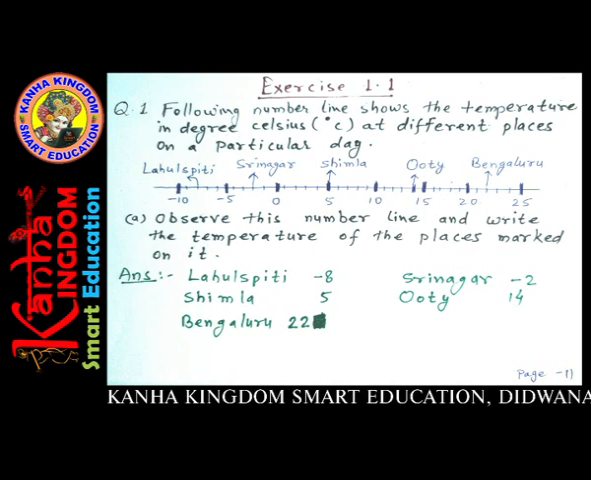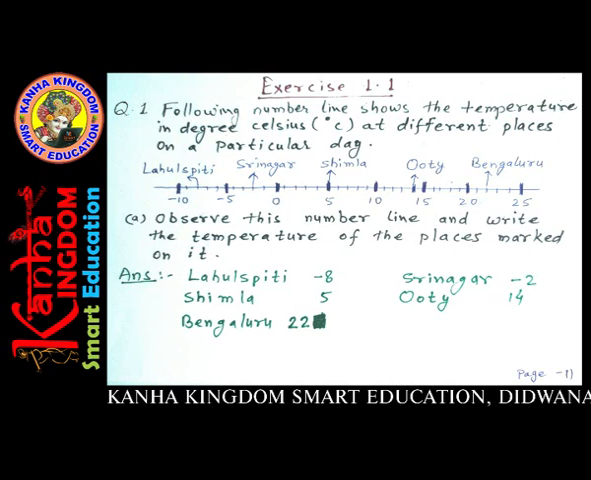Then Srinagar, situated on the right side from -5. We know that on the right side there are larger numbers. So -5, then -4, then -3 and then -2. -2 is the temperature of Srinagar.